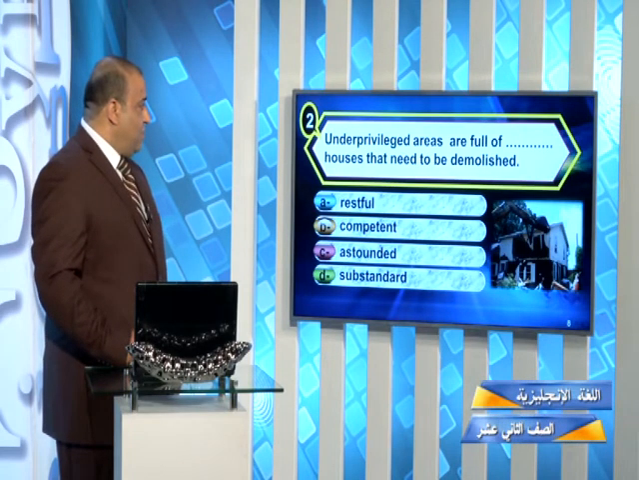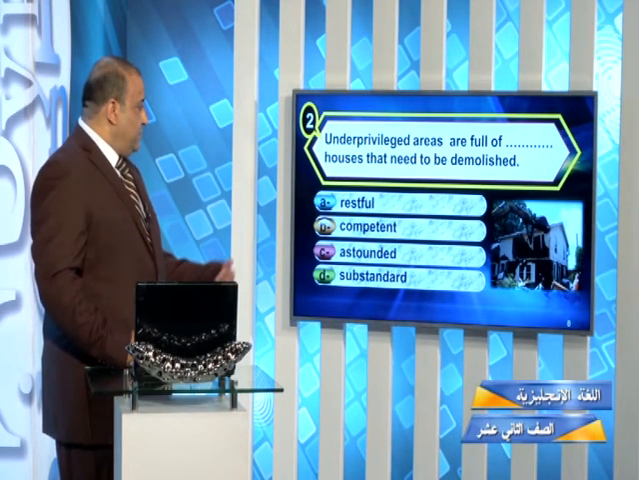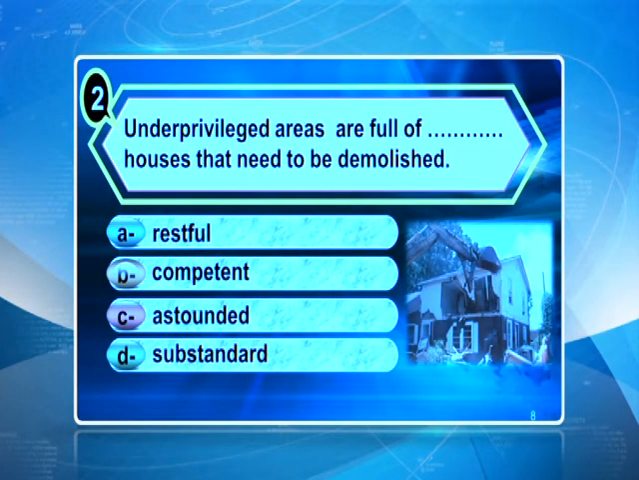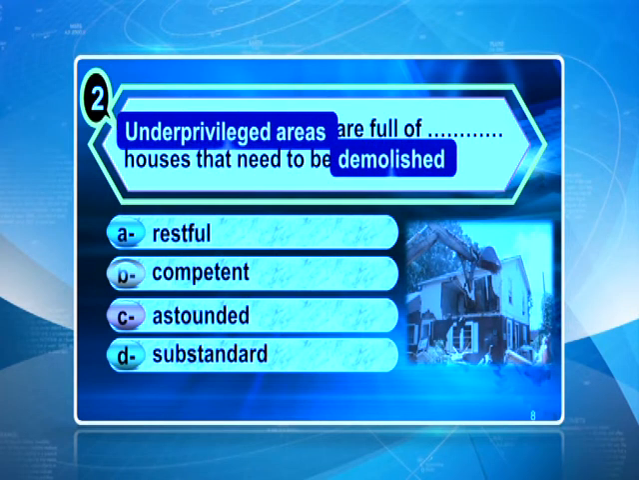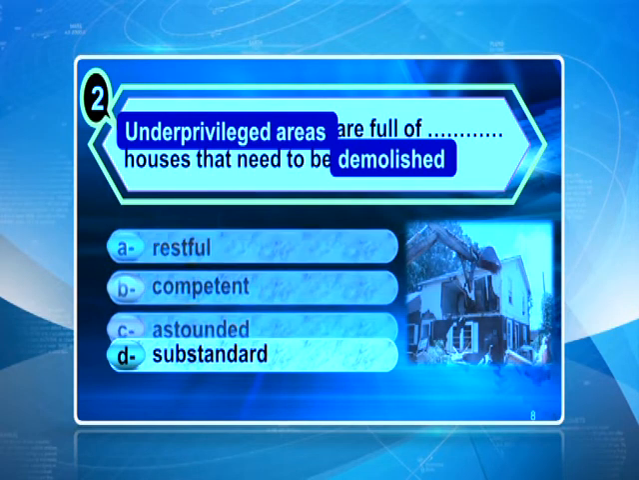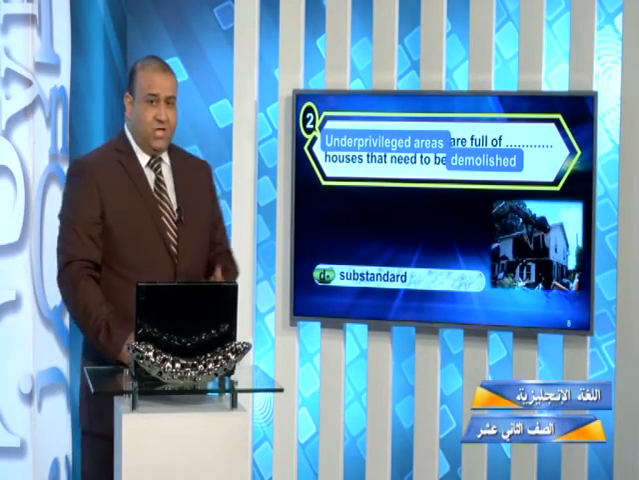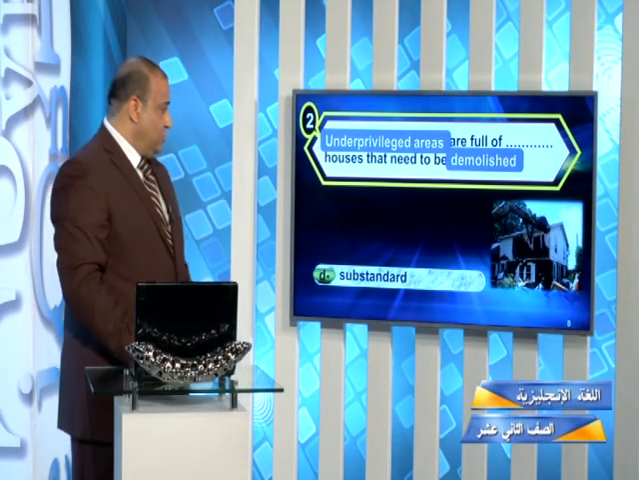Underprivileged areas are full of houses that need to be demolished. The distractors are restful, competent, astounded, and substandard. Here we have to focus on some clues. Underprivileged areas, which means very poor areas, and demolished, which means completely destroyed. In this case, you have to choose a word that goes in meanings, as you can see here, with the context of the sentence. So your answer should be substandard, which means below the original norm.